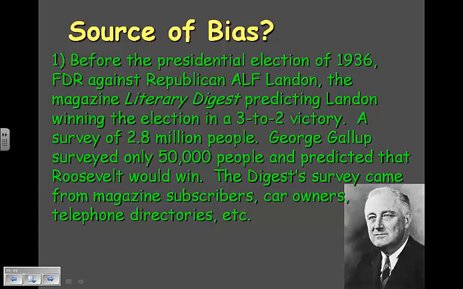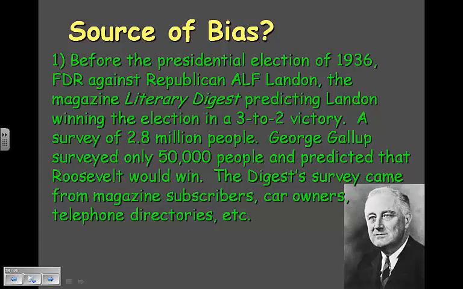Now, for those of you who are familiar with American history, which I hope is all of you, you know who won that election. I've never heard of Alf Landon, and I'm sure you haven't either. But FDR we all have heard about because he was a very famous president. So obviously George Gallup got it right, and Literary Digest got it wrong. Gallup only surveyed 50,000 people. Literary Digest surveyed 2.8 million. What did they do wrong?